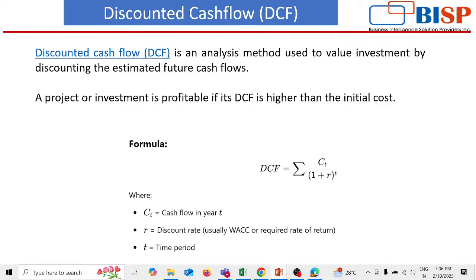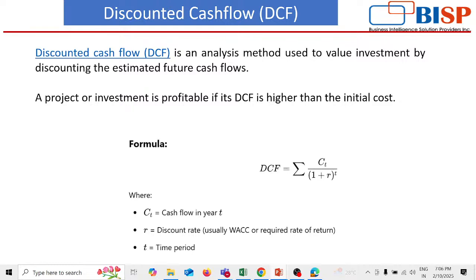Here in the formula you will see the components of DCF. First we have cash flow. You can see the CT over here, this is cash flow. These are the expected cash inflows and outflows that will be generated by the investment in the future. This may include revenue, operating expenses, taxes and capital expenditure.